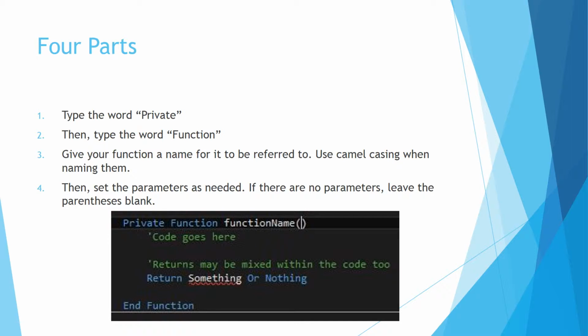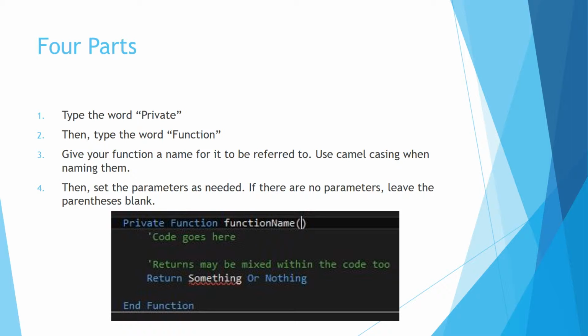You first have to type the word private. We're not going to, in Visual Basic at least, use any public functions that can be accessed from different code. If we need to switch that word at a time, then we will. But for right now, we're just going to stick with private. You're going to hit the space. Then you're going to type the word function. So those first 2 parts never change.